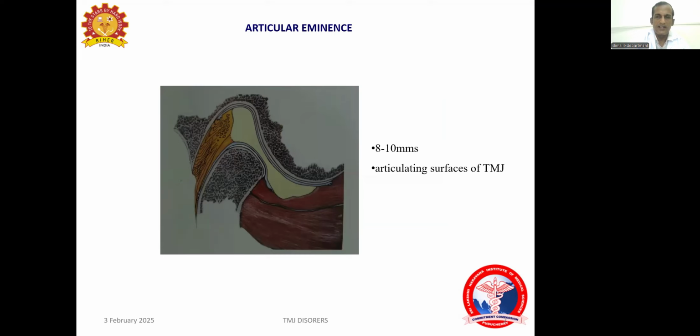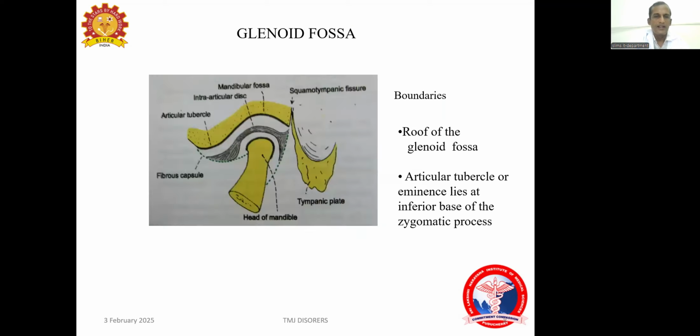When you see the structure individually, the articular eminence is the articulating surface of the TMJ. Primarily, there is something called lockjaw, where you will have the attrition of this articular eminence. And the glenoid fossa forms the roof of the joint.